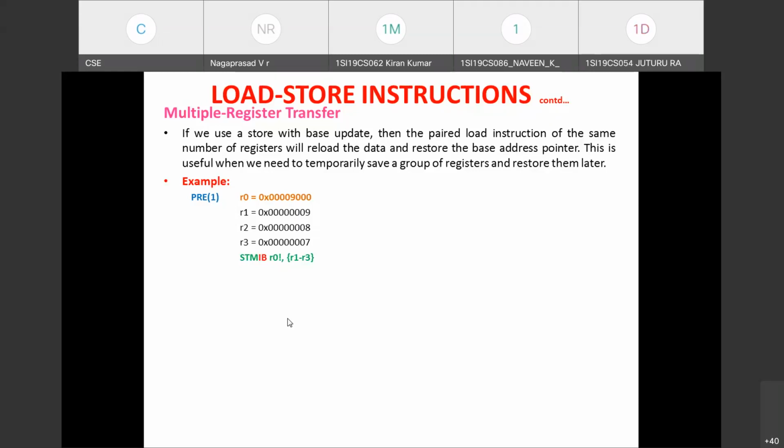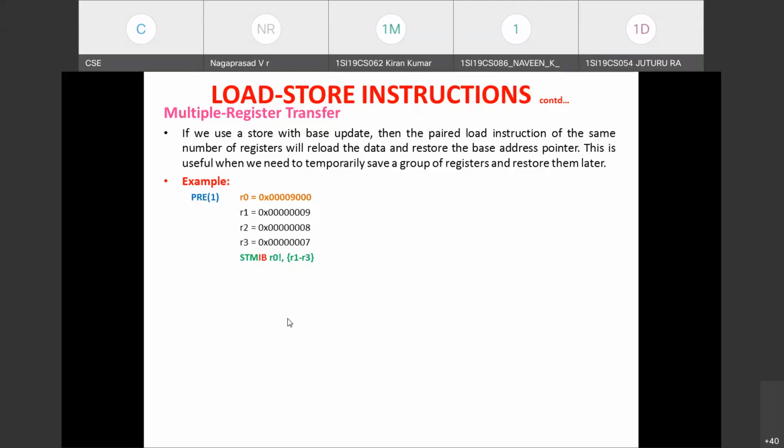LDM DA, ma'am. Very good. LDM DA. I replace it with D. B you replace it with E. A before replace with after. Increment is replaced with decrement. So if you are using this instruction pair, you can save and restore the context.